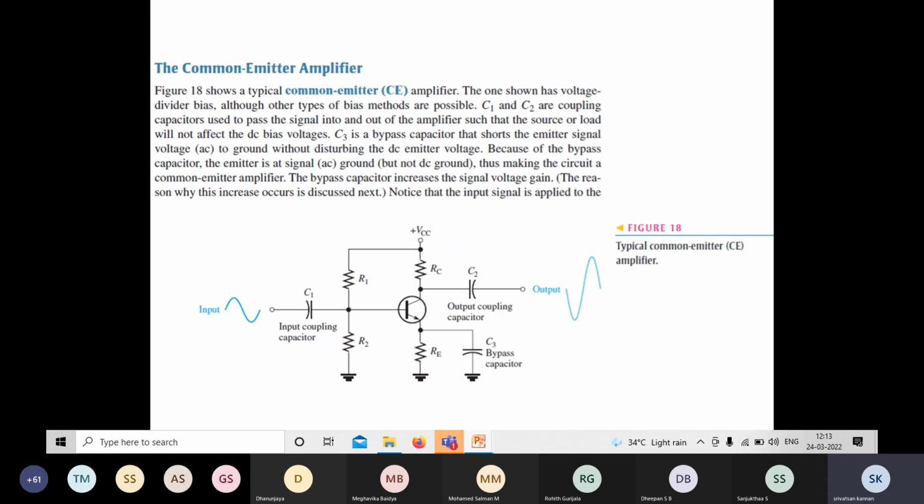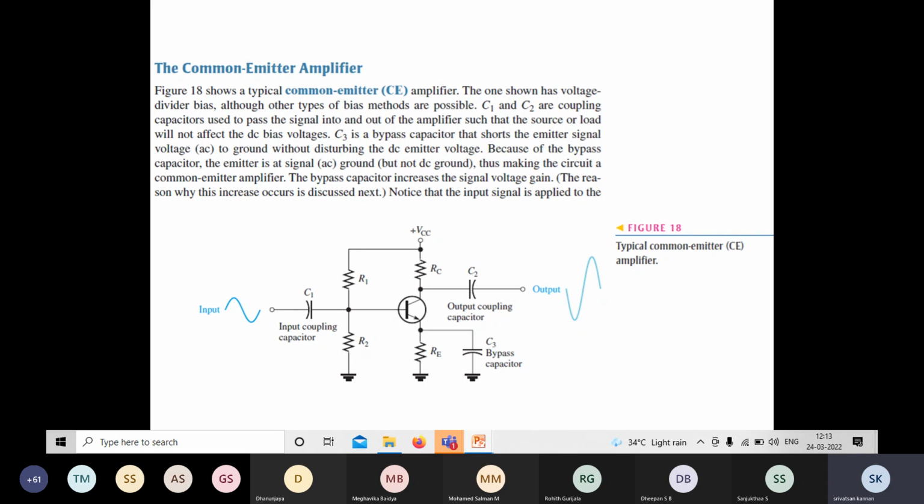We have taken a simple common emitter amplifier, and we have removed one source. We actually need two sources, and we removed one source using voltage divider bias. For AC signal operation, you require the input coupling capacitor, output coupling capacitor, and bypass capacitor. The operation of this amplifier will be taught in the class. There is a separate module for this theory.